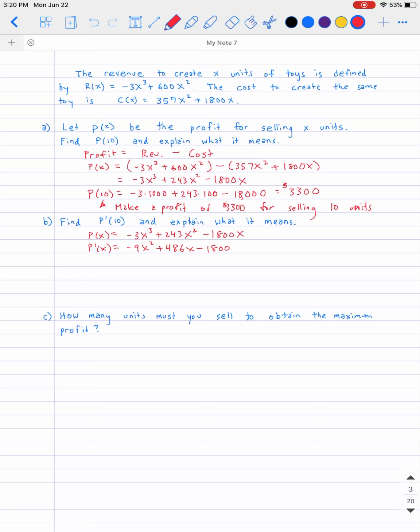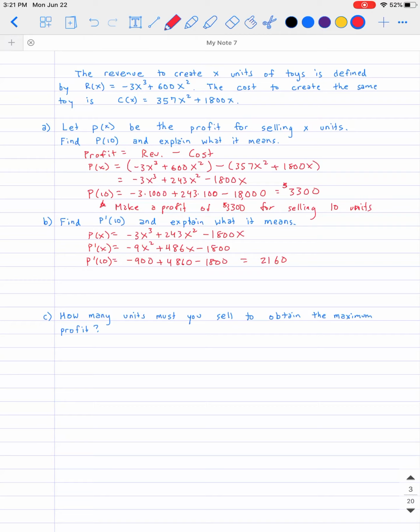I'm now going to plug in 10 for x. So P prime of 10 is equal to negative 900 and then plus 4860 minus 1800. Okay. Trying to clean this up, the numerical value for this is supposed to be equal to 2160. Okay, now that's the math part. That's the easy one because we're just kind of grinding things out. But now let's go ahead and try to figure out what this means.